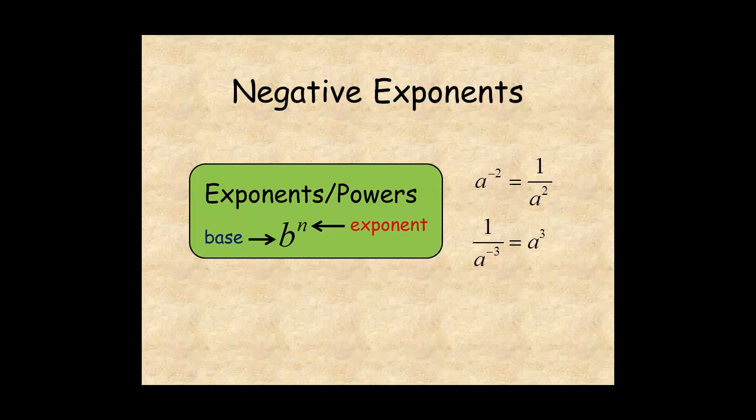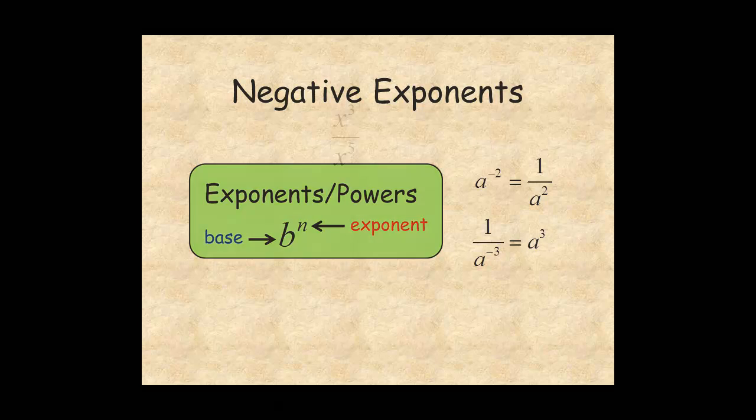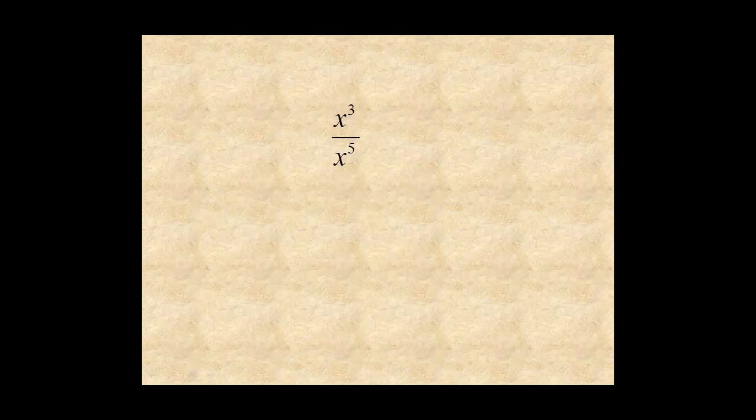This lesson explains the meaning of negative exponents. In a previous lesson, you learned to simplify quotients of powers by subtracting their exponents. So for this example, you'd have x to the power of 3 minus 5, which would be x to the power of negative 2. The exponent is negative, which doesn't seem to make a lot of sense.